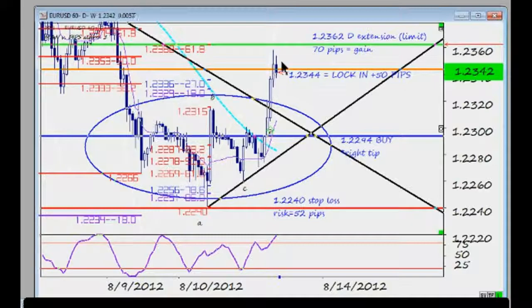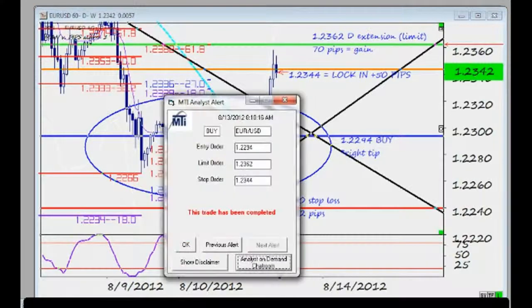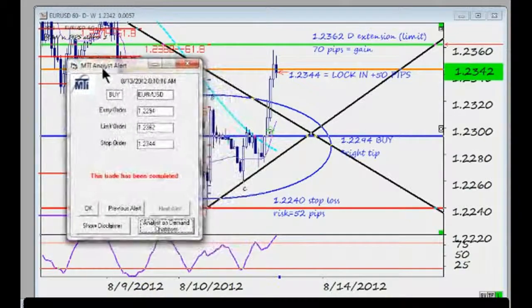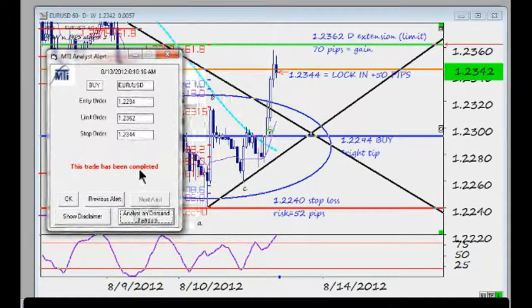So this market can continue to hit that D, but I am out of the trade here with 50 pips locked in and loaded and closed out. Here's the alert that has been closed out. It says that the analyst alert here, the trade had been completed. Stop order at 123.44 has been executed because I canceled and replaced the stop loss. And the trade has completed at 8:10 a.m. this morning. Just to show you, 50 pips was locked in via the alert that's sent out.